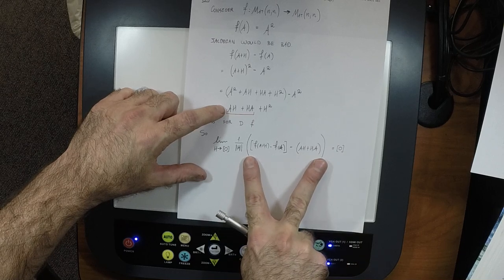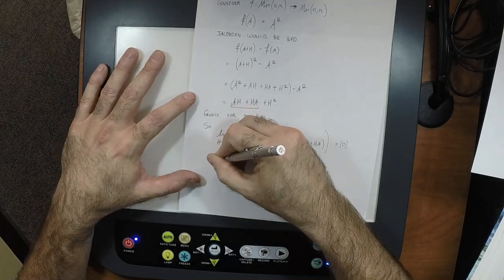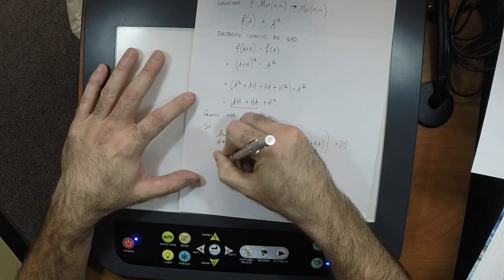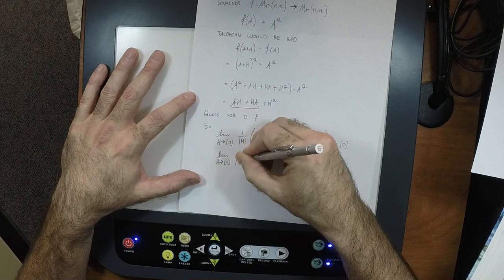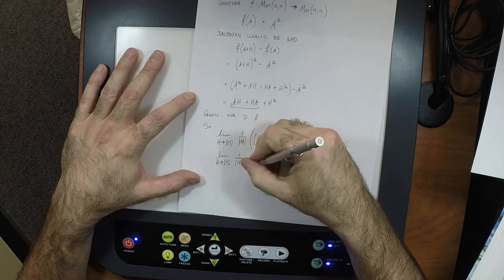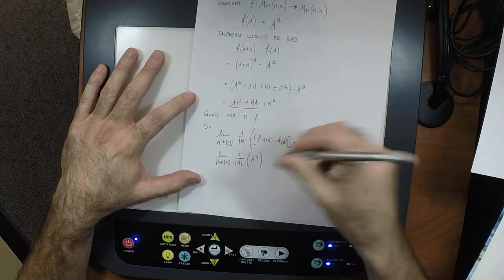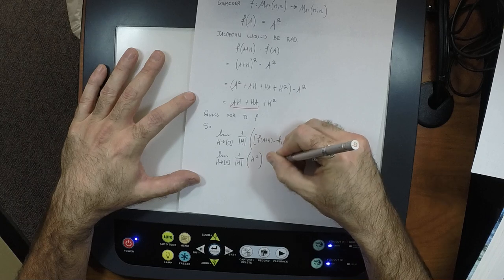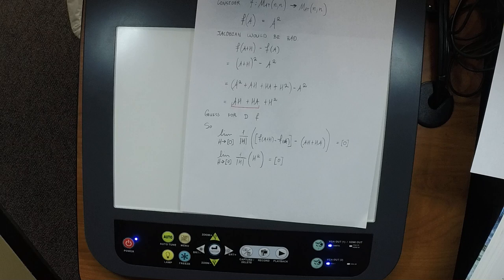H squared. So this will be the limit as h goes to 0 of 1 over h, and then what's in here is h squared, equal to 0. Okay, that's what we'd like to show. We want to show that.